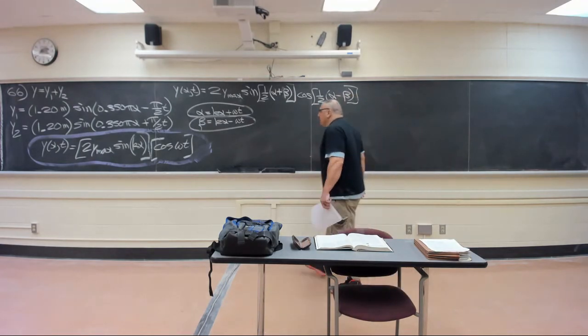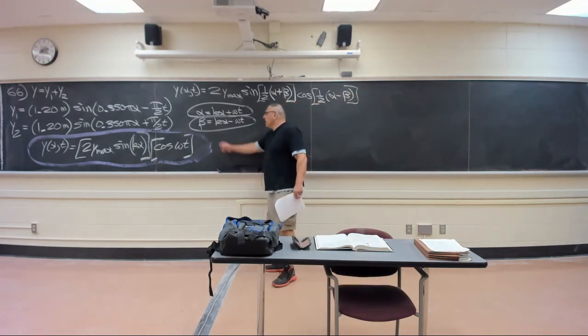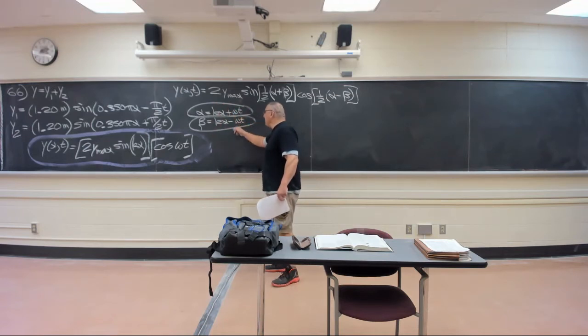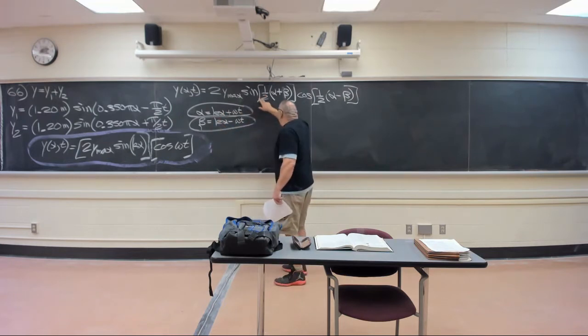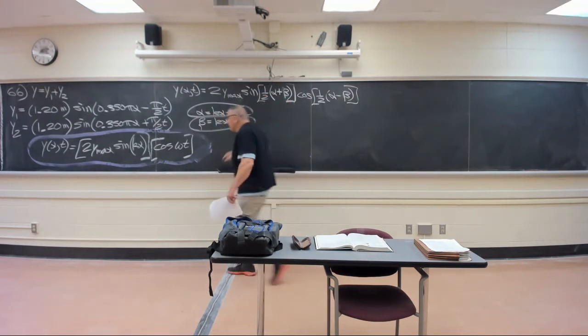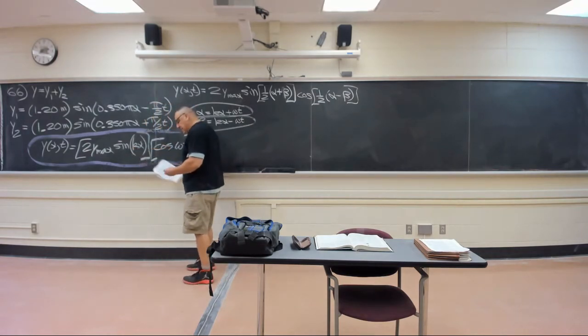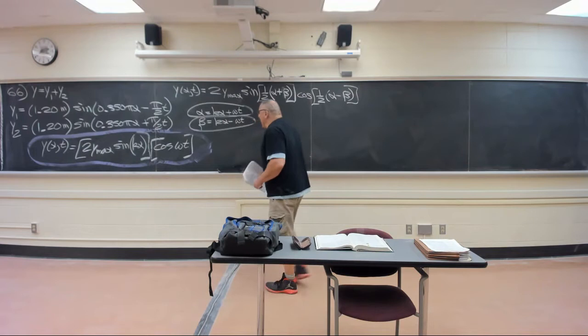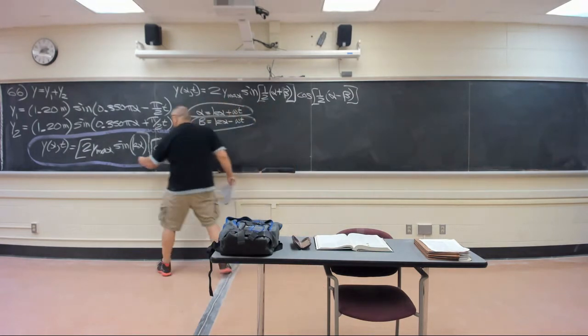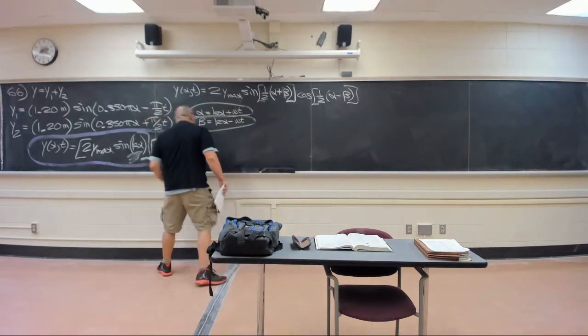What's going on here? Well, let's do it. Here's alpha, here's beta. Add them together. Omega t and negative omega t is 0. Kx and kx is 2kx. Half of 2kx is kx. There it is. Half of 2kx is kx, and that's this right here. That's where they're getting that.